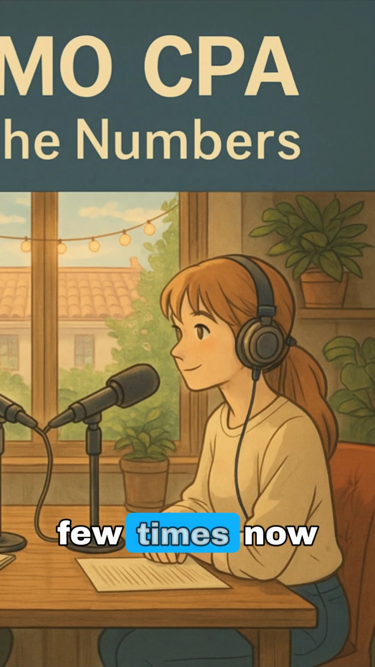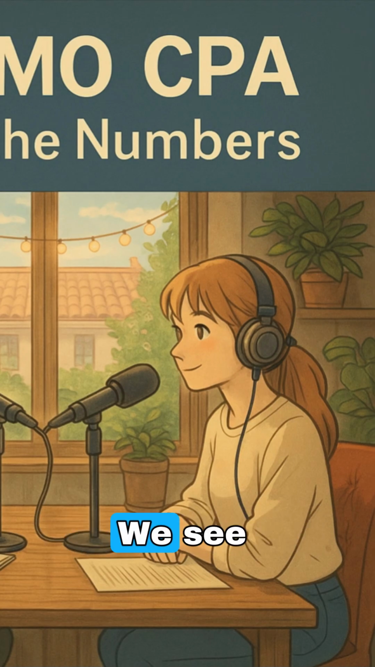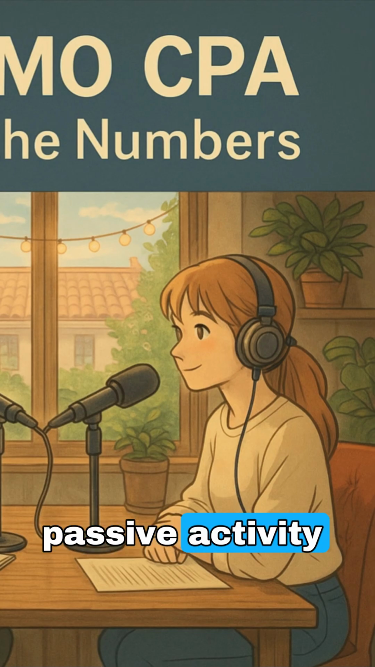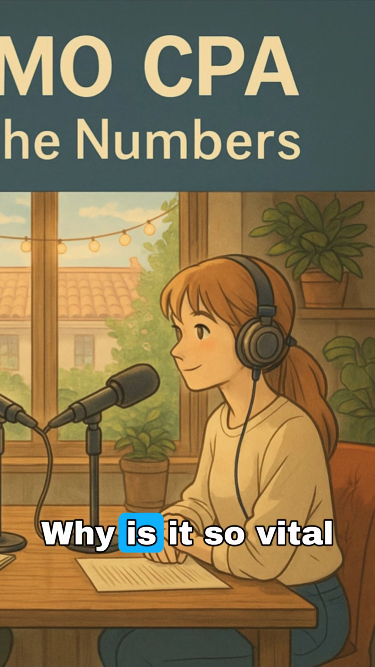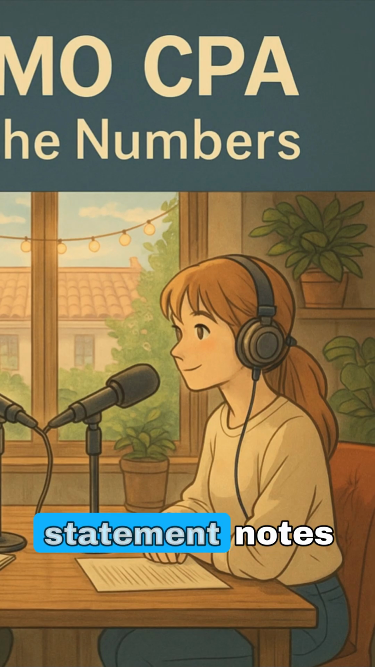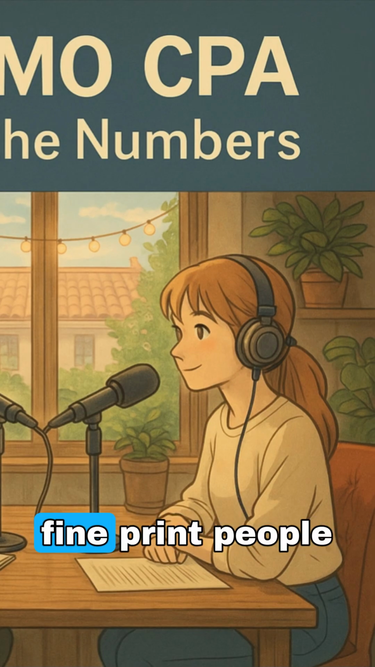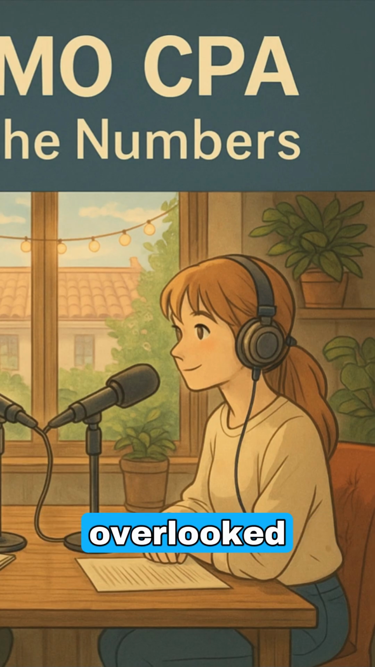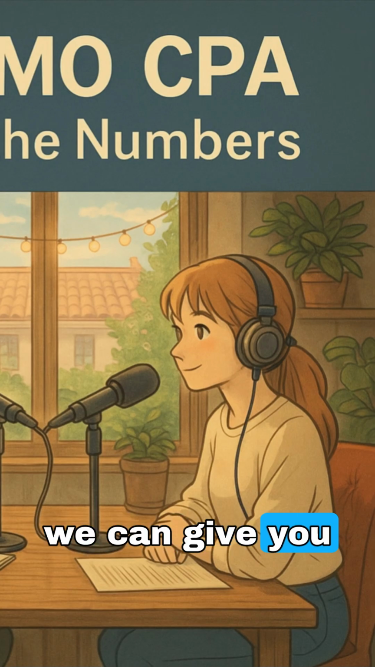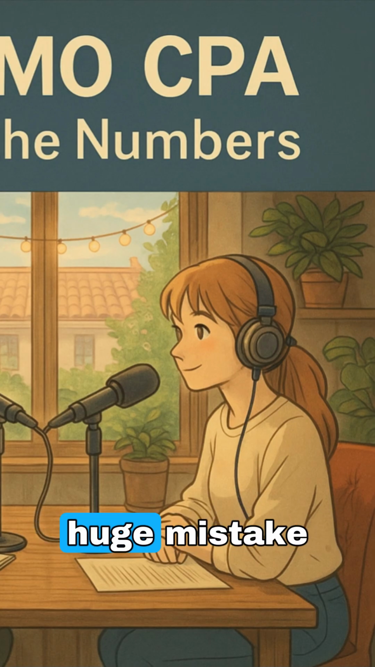You've mentioned it a few times now, but let's stress it again. We see asterisks on the K-1 next to phrases like more than one activity for at-risk purposes, or more than one activity for passive activity purposes, and they always point to an attached statement. Why is it so vital to dig into these see attached statement notes? It feels like the fine print people often skip. This is perhaps one of the most overlooked yet most critical pieces of practical advice we can give you. Skipping those statements is a huge mistake.